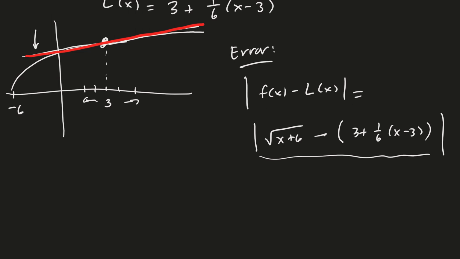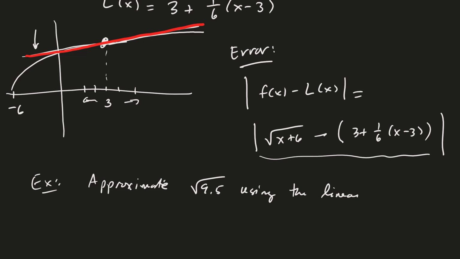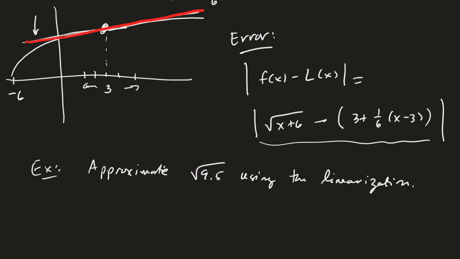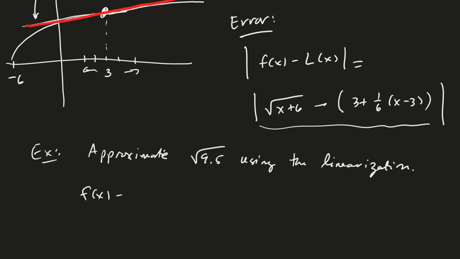Okay, so we're back and we've got one more example. So example, approximate the square root of 9.5 using the linear approximation, or the linearization, I should say. So how would we do that? So remember that our f of x was the square root of x plus 6, and we know that our L of x is 3 plus 1/6 times x minus 3.